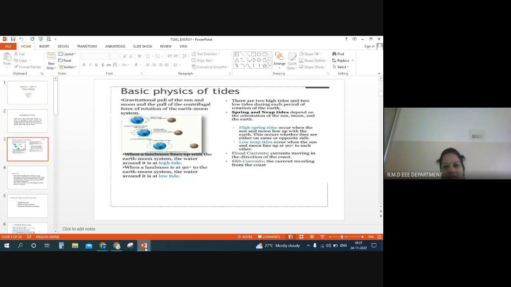This shows how neap tides and spring tides are created. When the landmass is at 90 degrees, the water around it is at low tide, and when the landmass is in line with the earth-moon system, the water around it is at high tide. This nature of spring tides and neap tides also results in flood currents and ebb currents. A flood current is a current moving in the direction of the coast, and a current receding from the coast is said to have ebb current nature.